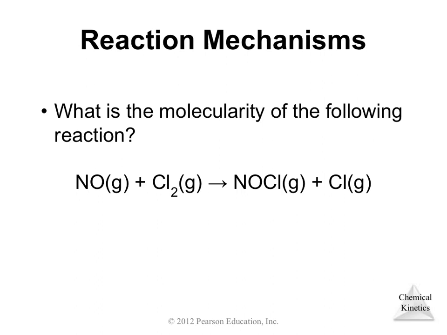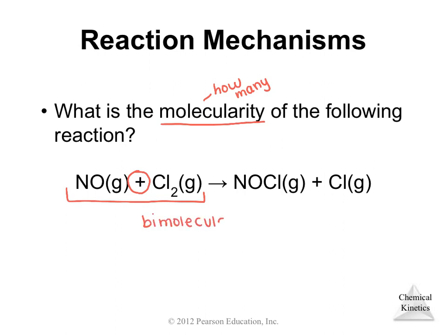So again, you guys, molecularity is just basically saying how many things are involved. How many reactants do you have? So in this one, I've got my plus sign, which tells me I have two different things. So this is going to be bimolecular, meaning two molecules that are involved.